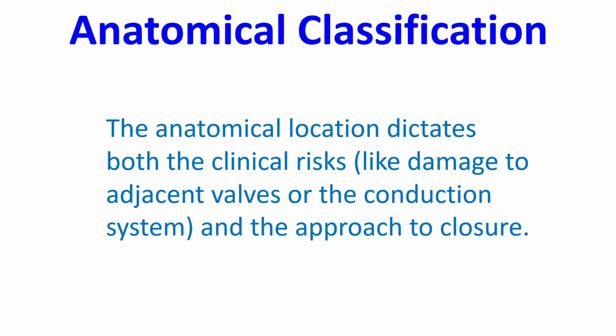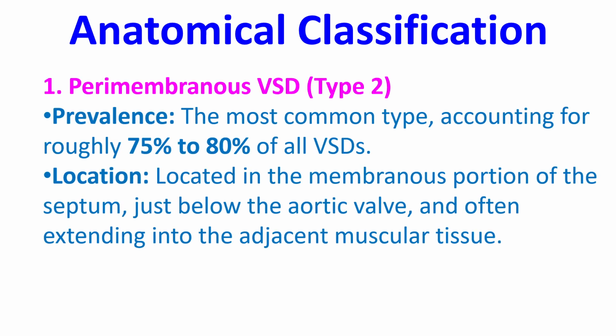Anatomical classification. The anatomical location dictates both the clinical risks, like damage to adjacent valves or the conduction system, and the approach to closure. Perimembranous VSD. Prevalence: the most common type, accounting for roughly 75 to 80% of all VSDs.